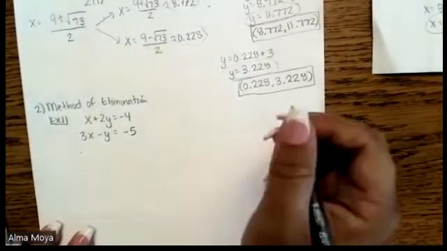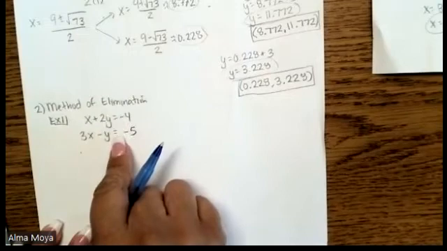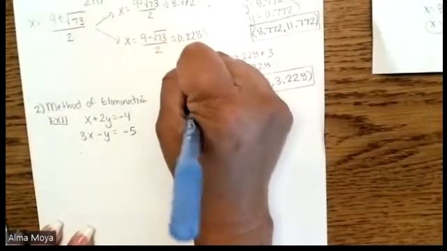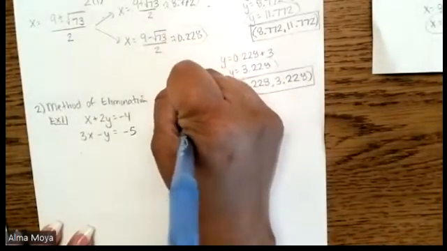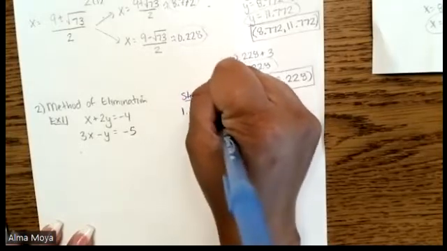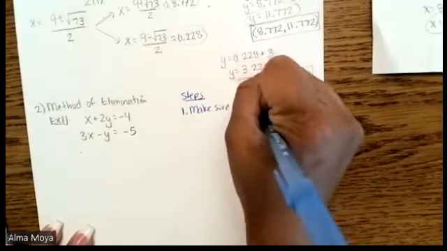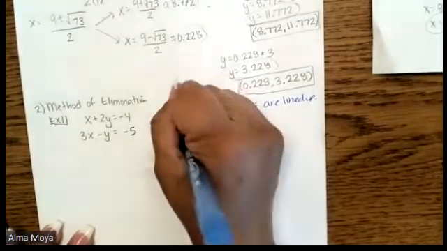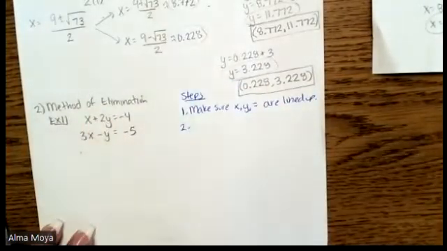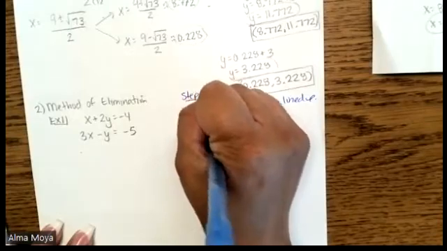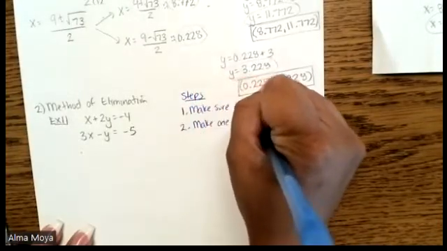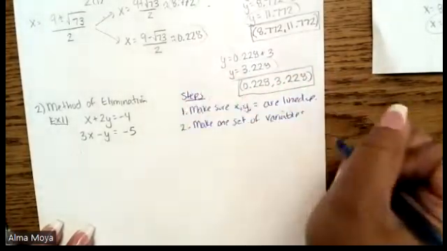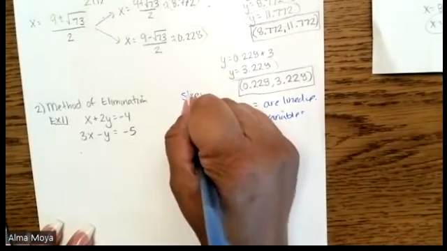So on elimination, we need to make sure our x's, our y's, and our equal sign are lined up. If they're not, you can go ahead and rearrange them to make them lined up. So I'll put the steps here. The first step is to make sure the x, the y, and the equal sign are lined up. Next, we are going to make one set of these cancel out. So you're going to make one set of variables, and in order for them to cancel, they need to be opposites. Make one set of variables opposite of each other.